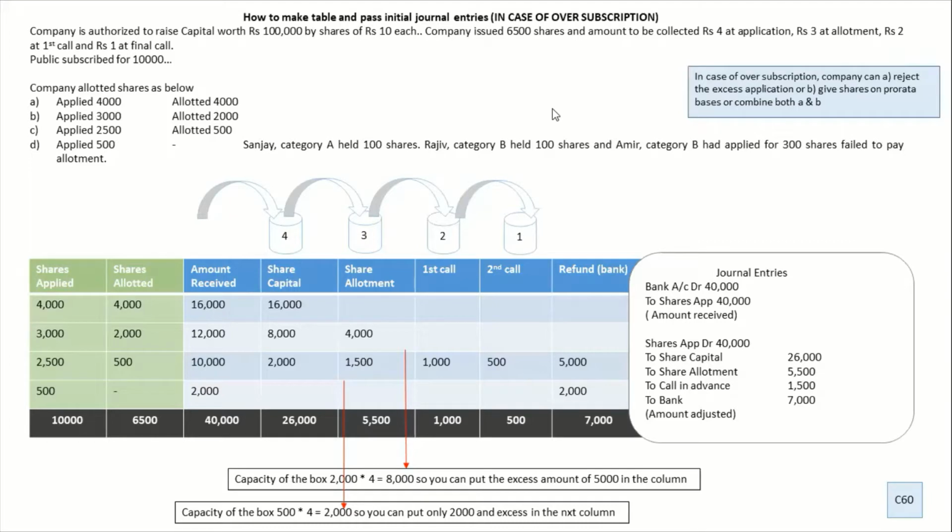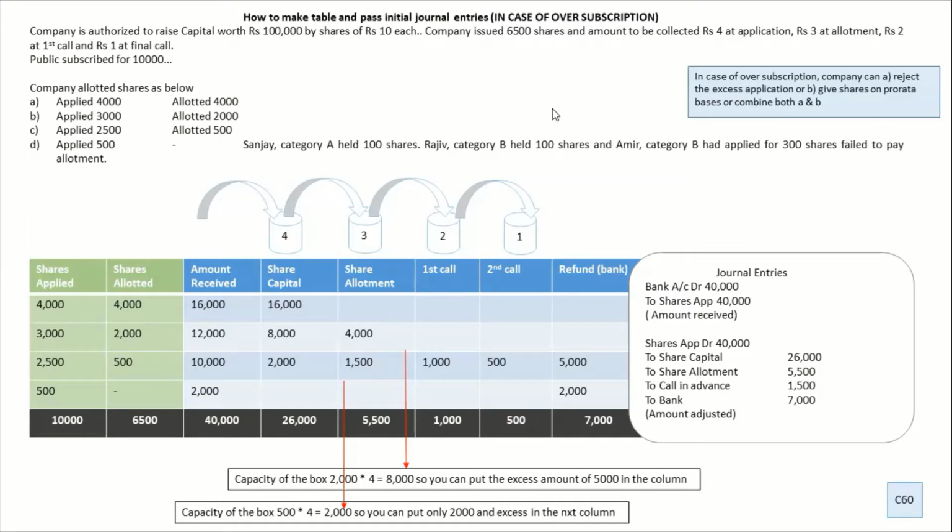Public has subscribed for 10,000 shares. That itself tells you that it is a case of oversubscription. The company has got the rights to give the share to the person whom they want. So company has allotted in the following ways.